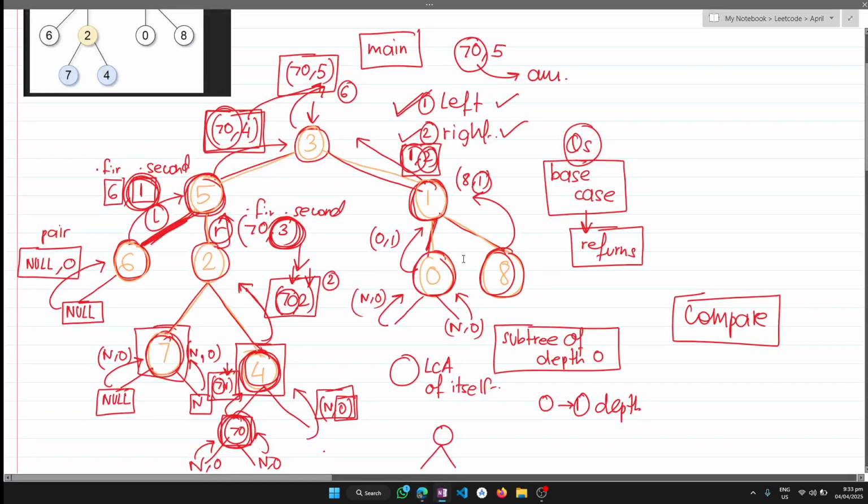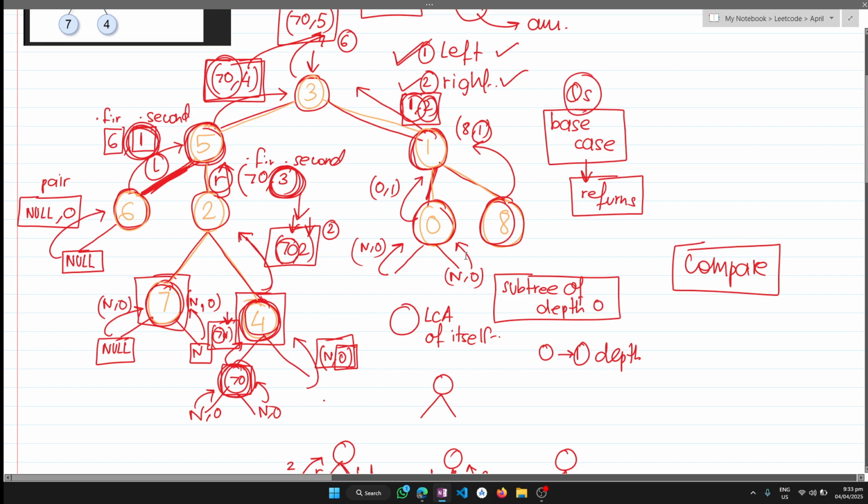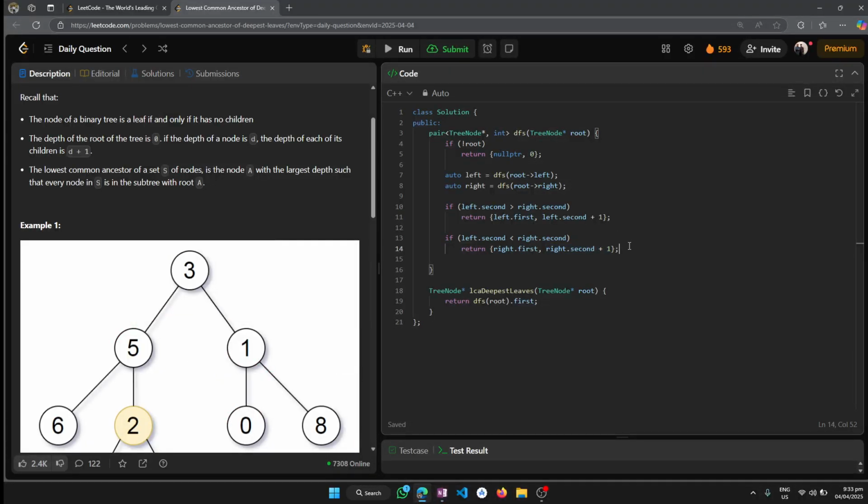And then remember what happens when you have the same depth. Example, over here, I had 0 comma 1 over here and I had 8 comma 1 over here. In that case, what you do is you return the root itself. This particular node itself, you return it and increment the depth by 1, since the depth is the same overall, so you can take any one of them. If the depth is the same, neither this condition is going to be met, neither this condition is going to be met, but this condition is going to be met. So you return the root and then you do left dot second plus 1, and since the depth is the same, you could very well do right dot second plus 1 as well.